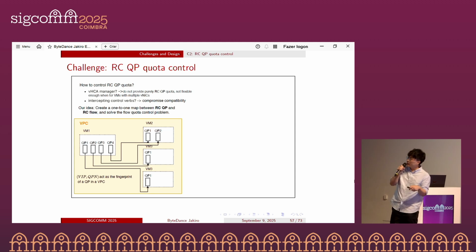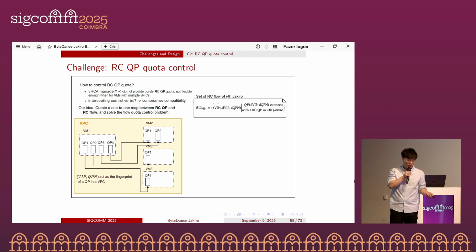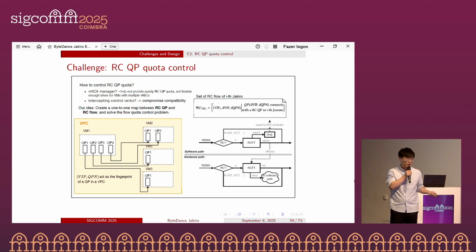The key idea is we leverage the fact that the virtual IP and the QP number act as a fingerprint for QP in a VPC. So if we define the set of these three tuple, this actually corresponds to the number of destined QPs that the VM1 connected with. So we use this three tuple to construct the RC flow table and manage the number of RC flow table. This will help us to control the number of RCQPs.